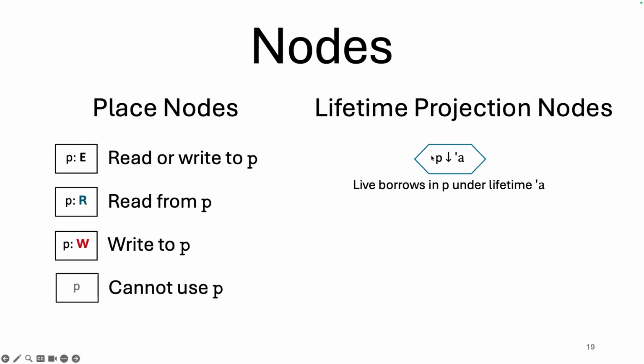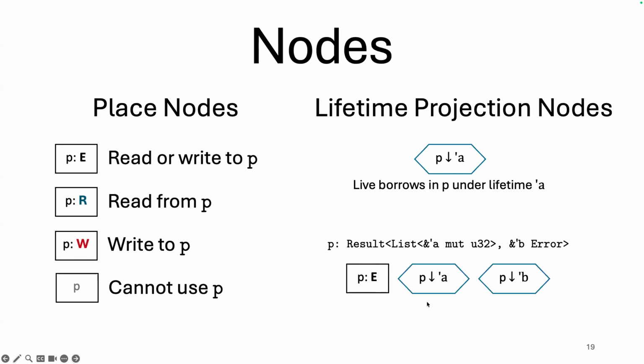These are introduced based on the types of places and their capabilities. So if P has a type like this, and we have exclusive capability to it, then in the PCG there will also be lifetime projection nodes corresponding to the borrows stored in P under different lifetimes. These are actually like sets, in the sense that any of these could contain no borrows, a single borrow, or, for example, in this list, many different borrows. So that's sort of how this works.